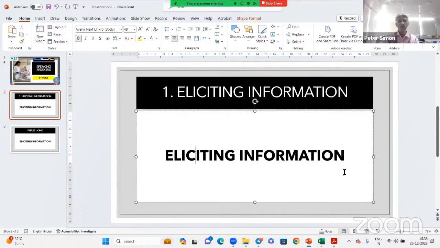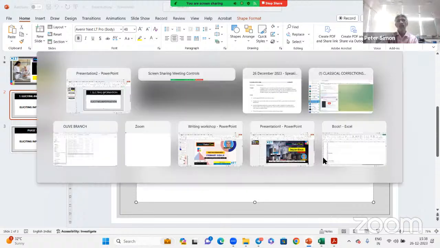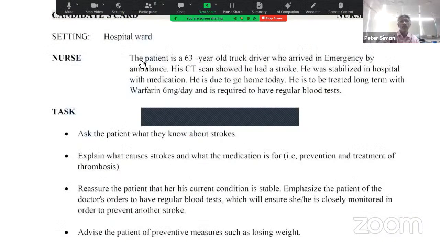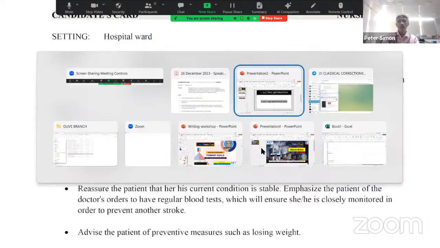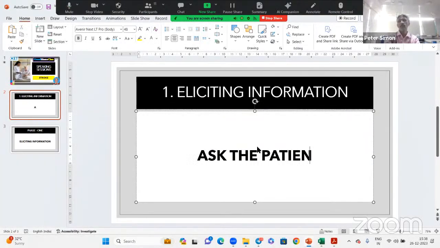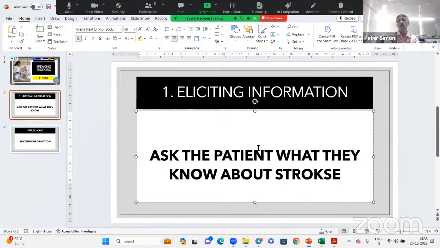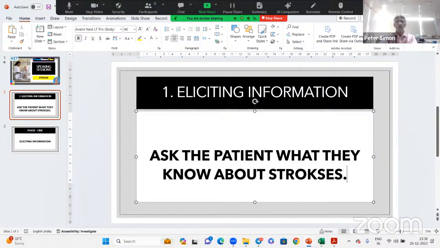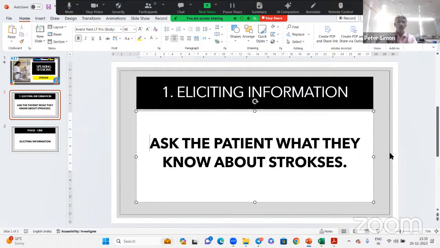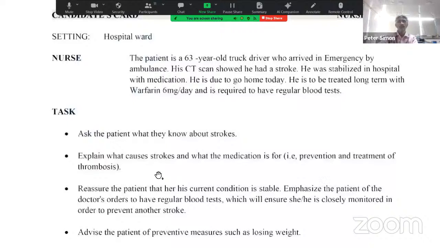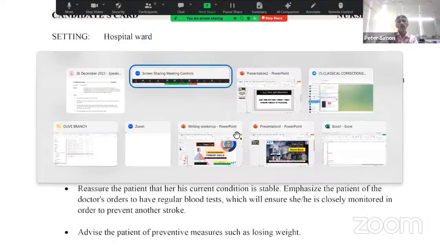Now let us see here. Ask the patient what they know about strokes. That's it. So that is phase 1.